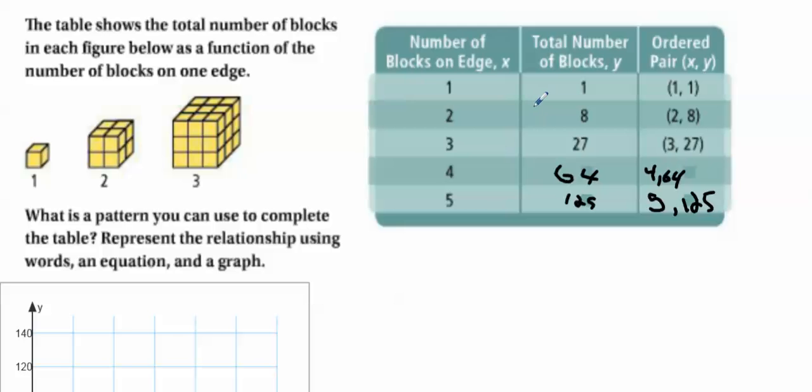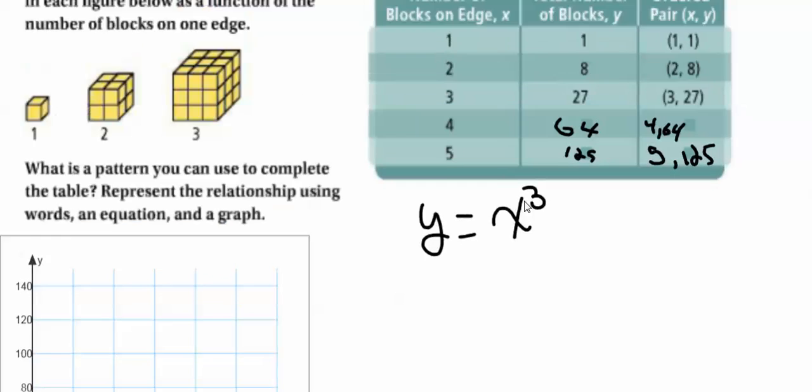How is this 2 becoming an 8? How is that 3 becoming a 27? We said it was 3 times 3 times 3, or 4 times 4 times 4, or 5 times 5 times 5. Or we could say y is equal to x taken to the third power, or y equals x cubed. And just by saying that, you can say it in words. The words would say the total number of blocks y is the cube of the number of blocks on an edge. Now, what would this look like if we were to graph it?